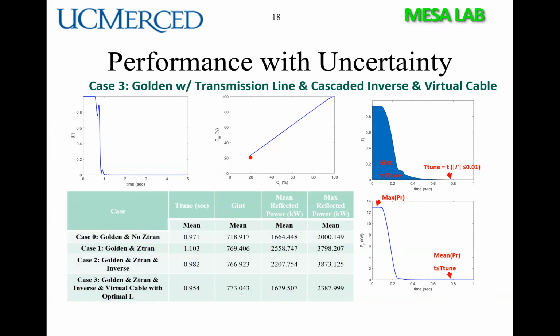Similarly, if we check scenario performance with uncertainty, where we inject some uncertainty in terms of the model parameters like the transmission line properties or the impedance matching network properties, we can still see similar behavior. By just canceling out the Z transmission effect with the inverse, we recover some of the performance, but by the introduction of the virtual cable with the optimal length, we have the best case scenario.